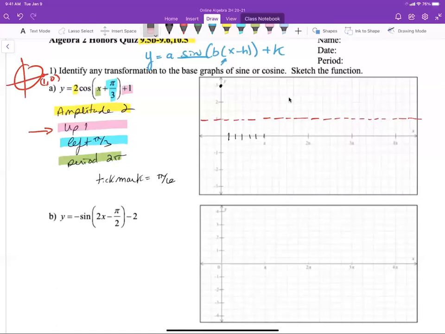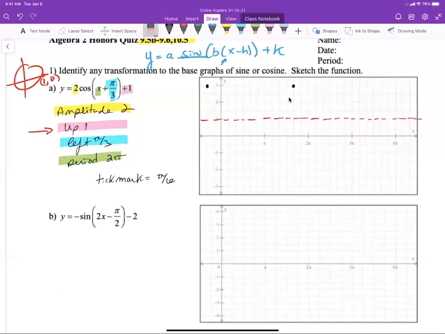Pi over 3. So how many tick marks is that? That'll be 2 tick marks because 2 pi over 6 is the same as pi over 3. So that's where I'm starting from. I also know that my period is 2 pi, so I go find 2 pi and I will move over pi or 2 tick marks. And there's where I should end up.